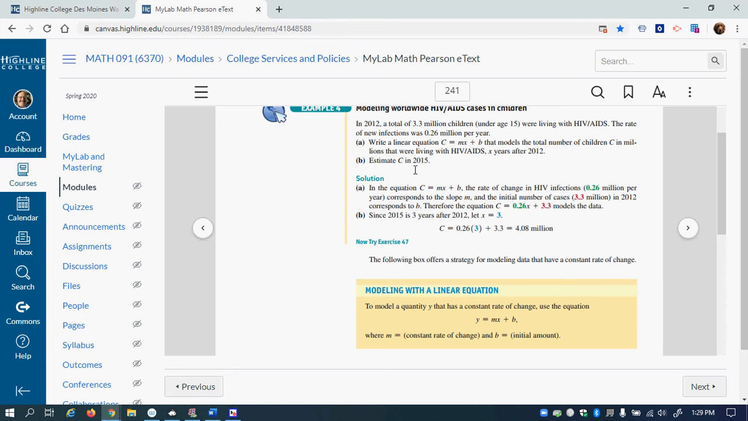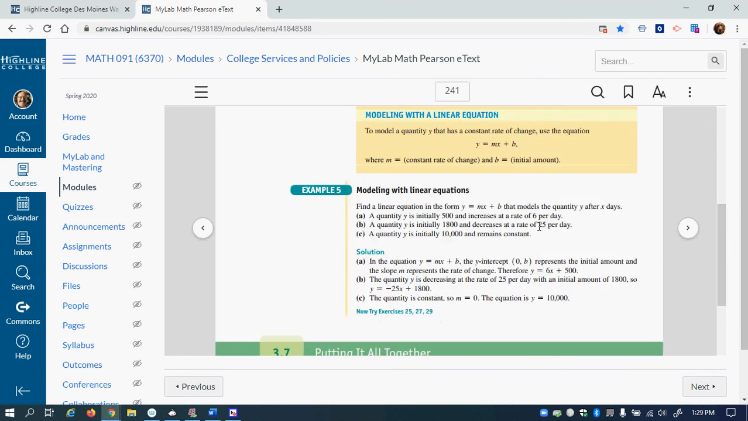What was the number of children in 2015? Well, 2015 minus 2012 is only 3. So we're going to put 3 into the x, because x represents the years. So 3 times 0.26, then add 3.3, gave us 4.08, and it's in millions of children. So this gives us an idea of how we do this in the real world as well.